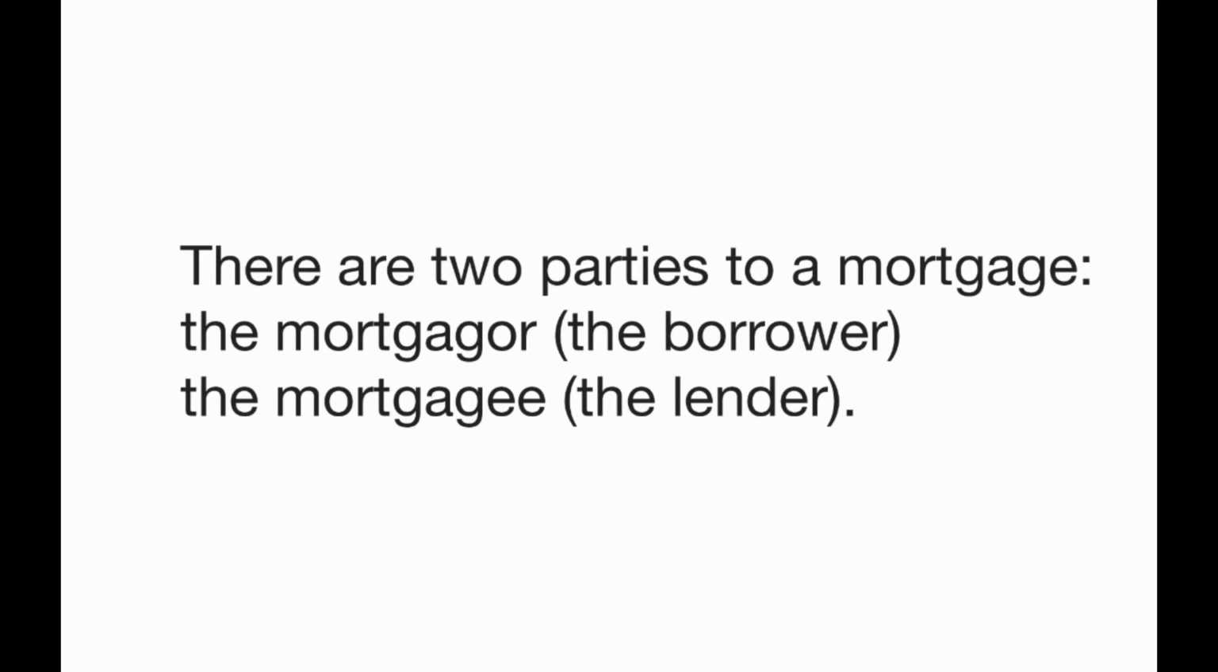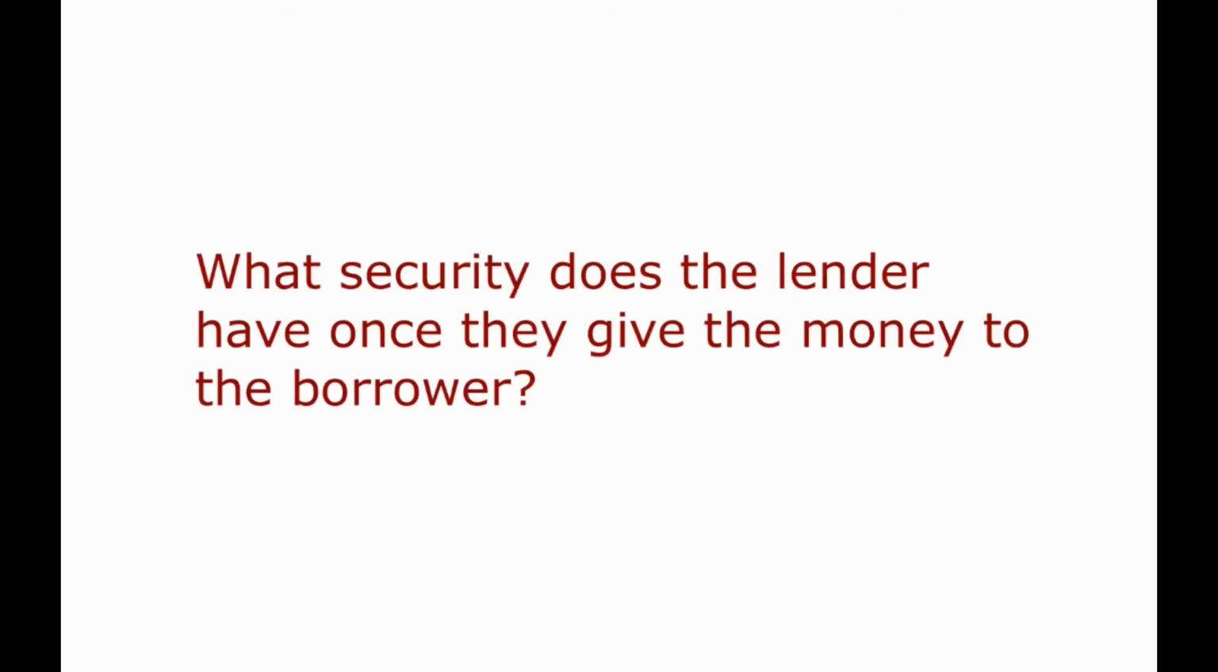That's right. Okay, so there are two parties to a mortgage. And the reason I hear that voice is, and I'll get to that in a second, because I get that question over and over again, and so many people teach it wrong. That's why I get annoyed with it. It's not the people asking, it's the teachers they have that bother me. But before we do that, what security does the lender have once they give money to the borrower? What's their security?